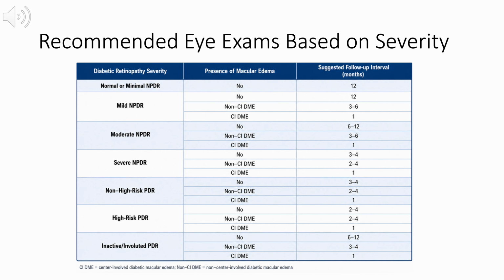Second, the presence of center involving DME collapses the follow-up interval to 1 month, regardless of the retinopathy severity. When non-center involving DME is present, they are seen every 2 to 6 months, depending on the severity of diabetic retinopathy it's associated with.